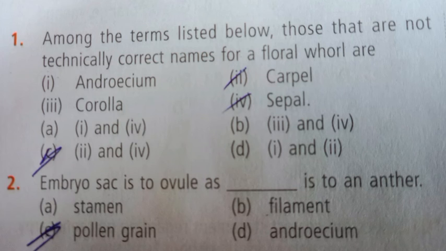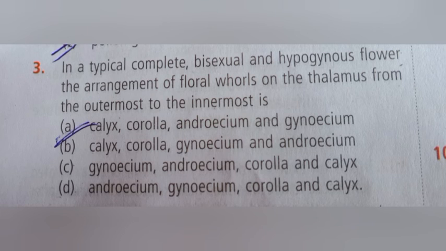The second question is, embryo sac is to ovule as dash is to an anther. Answer is C. Pollen grains. Next question, third question. In a typical complete bisexual hypogynous flower, the arrangement of floral whorls on the thalamus from the outermost to the innermost is. Answer is B. Calyx, corolla, gynoecium and androecium.